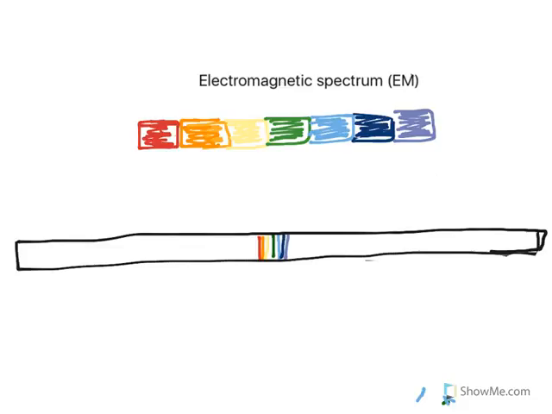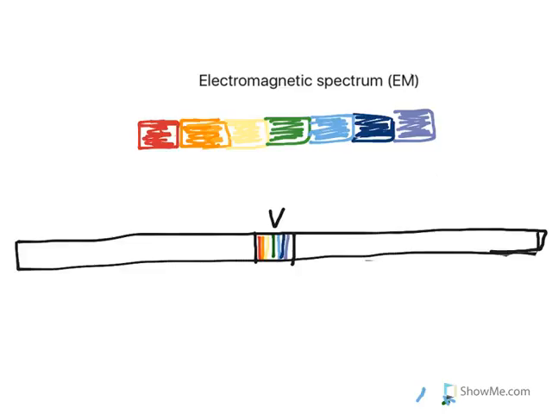So where does visible light fit in this electromagnetic spectrum of light? The visible wavelength band is actually a very, very small band. So there it is, a very, very small band in the electromagnetic spectrum. The electromagnetic spectrum is the spectrum of light, all the wavelength bands of light.